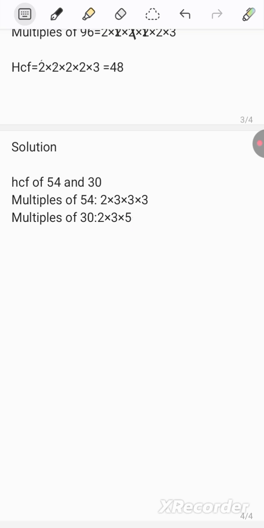So we'll talk about that later. Now, as you can see, the numbers common to both of them are 2 and 3. So the HCF would be the product of the common multiples of both of them. So 2 times 3 is 6. Therefore, the HCF is 6.